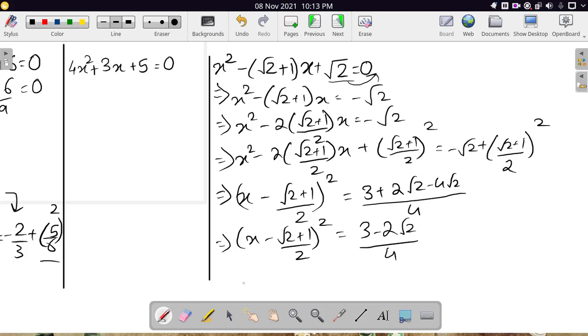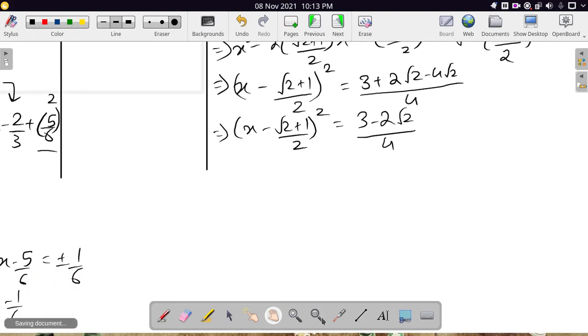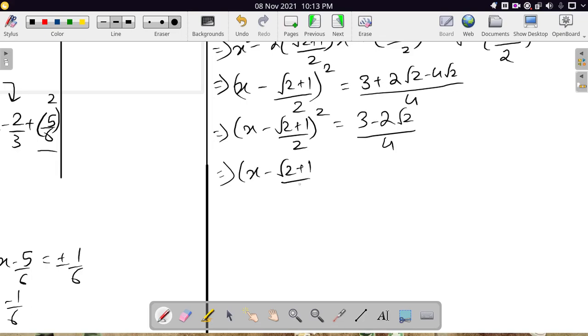Now we need to apply a little logic over here. It's very simple logic. We cannot just simply take the square root over here because we already have a root 2 over here. If we directly take the square root, then it will not be a simplified form. So we have to first simplify the right hand side. We have to make the right hand side a whole square form. So what we will do, we will write 3 as 2 plus 1, minus 2 root 2 by 4.